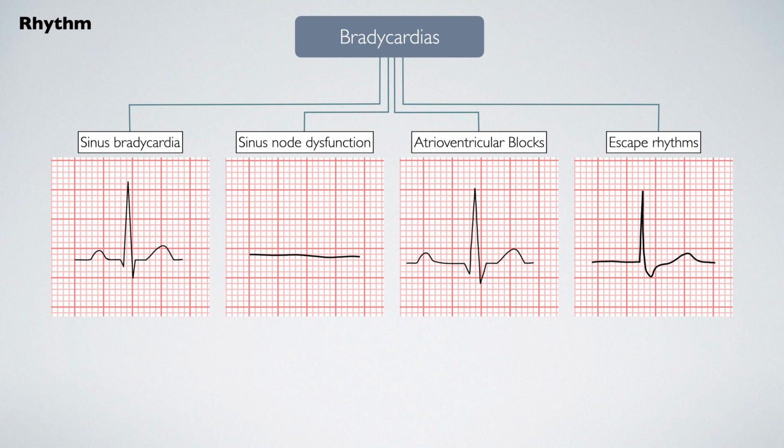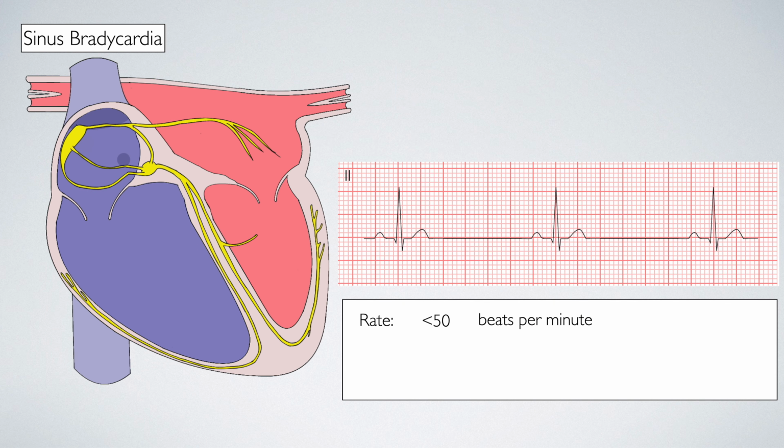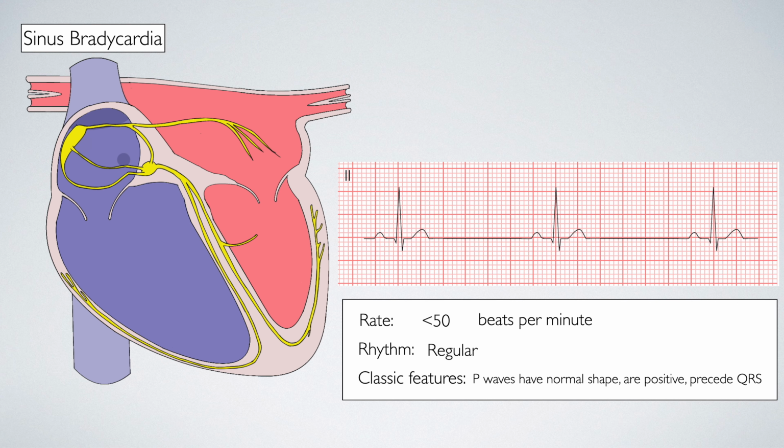Let's start by looking at sinus bradycardia. Sinus bradycardia presents with a ventricular rate less than 50 beats per minute. It has a regular rhythm, and classically the P waves should be monomorphic, positive in lead 2 and precede each QRS complex. Sinus bradycardia initiates in the sinoatrial node, where impulse generation is reduced.